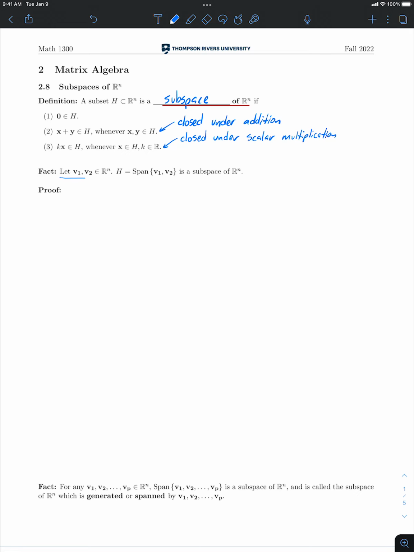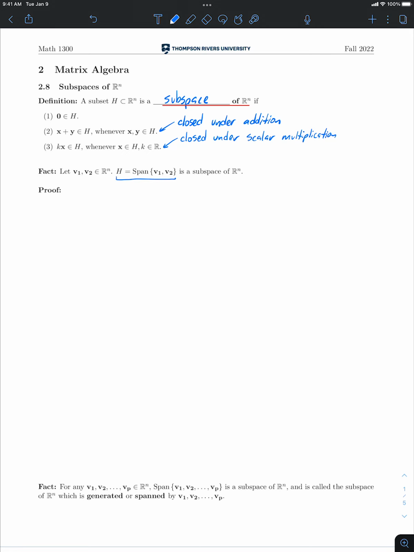What is the statement? We've got two vectors, v1 and v2 in Rn, and we want to show that H, which is the span of those two vectors, is a subspace of Rn. So we just need to satisfy that under these conditions, H satisfies each of the statements 1, 2, and 3. Okay, so let's start with the first statement. Is the zero vector in H? Well, what's H? It's the span of v1 and v2.